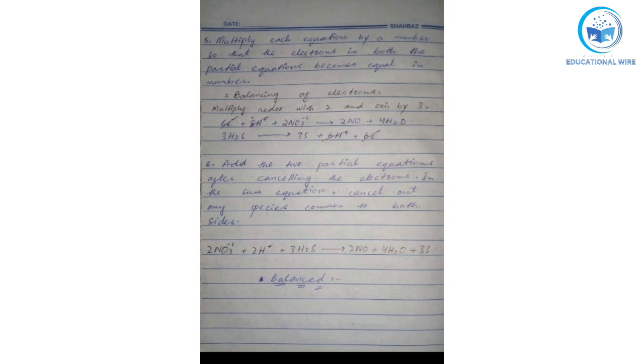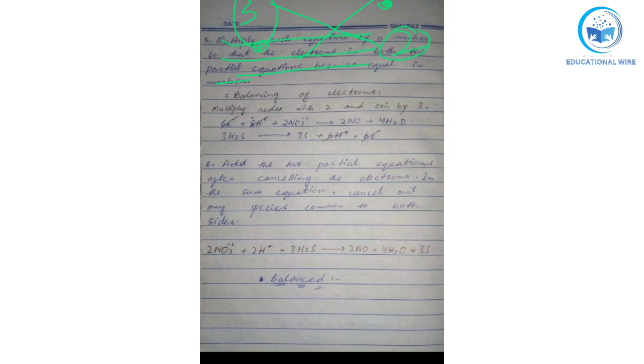Yeah, now we will move to the sixth point. After that it says that we will multiply each equation by a number so that the electrons in both the partial equations become equal. What it means is that on the reactant side we were losing 3 electrons, but on the product side we are losing 2 electrons. To make the equation equal, we will do cross multiplication: the reduction side will be multiplied by 2 and the oxidation side will be multiplied by 3.